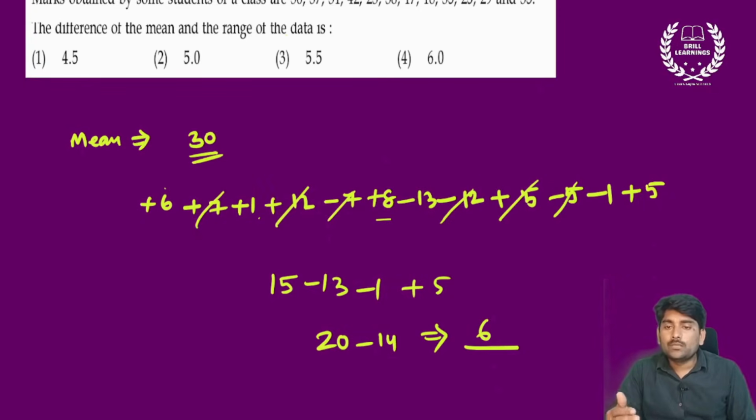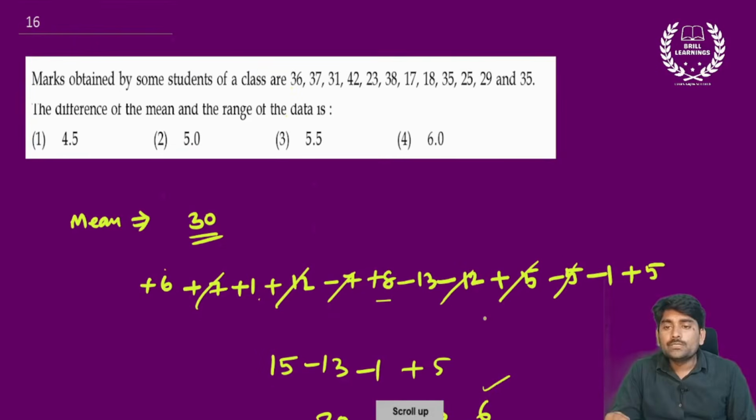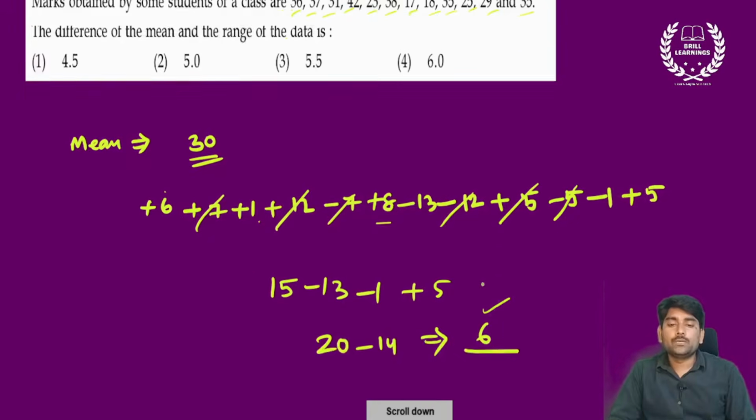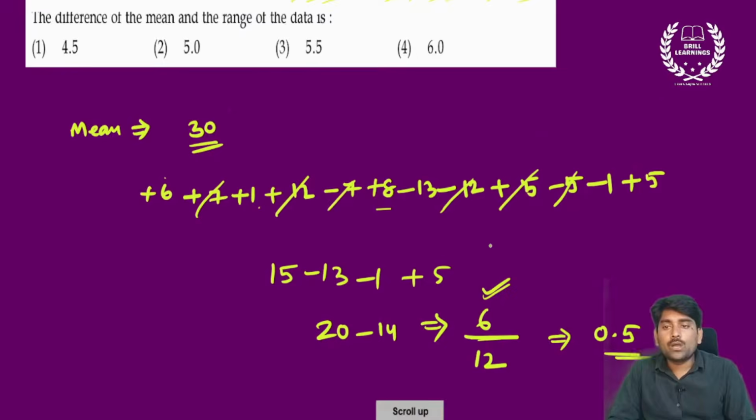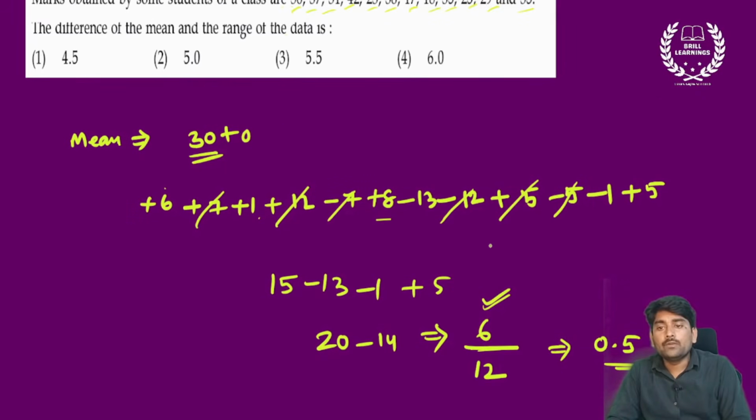There is a possibility of committing a mistake here. Why? Because this 6 should be shared among the given numbers. First calculate the number of numbers. 1, 2, 3, 4, 5, 6, 7, 8, 9, 10, 11, 12. There are total 12 numbers. So I have to share this 6 value for 12 numbers. I have to divide this 6 with 12. So that is 0.5. It is positive value. So I have to add this 0.5 to this value. Then it will become mean as 30.5.